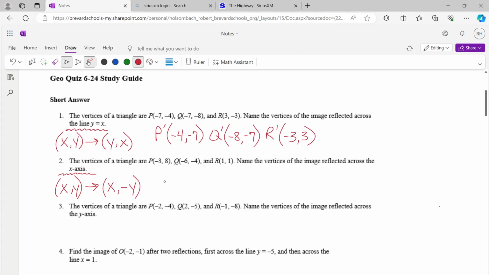So here's how this works. P prime will be located at, we're going to keep the x the same, -3, and we're going to write the opposite of the original y, so -3, -8. Our Q prime will be at -6, +4, and our R prime will be located at 1, -1.